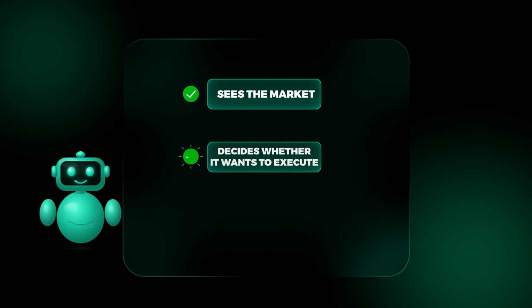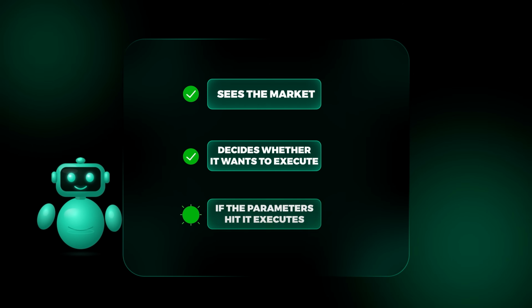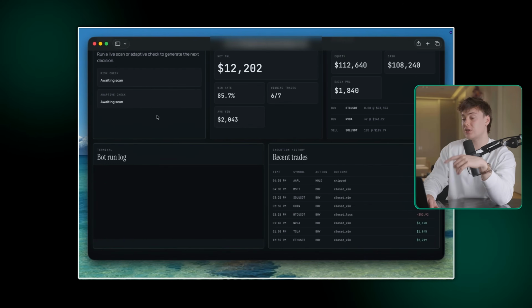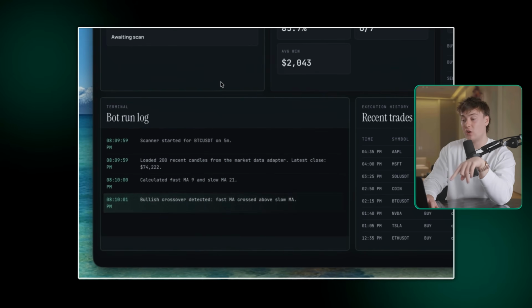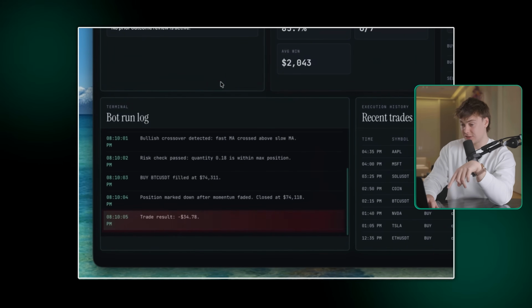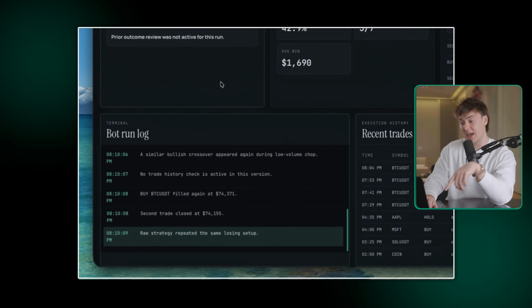So a bot essentially has 3 jobs. It sees the market, it decides whether it wants to execute, and then of course, if the parameters hit, it executes. You can see with this bot, it actually fired on the signal, but the trade loses. And then the same signal shows up again, and then it did the same trade again, but it loses again. This is because, and this is a common issue with bots, it has no memory, so it never kept score of what's working or critically reflected on why it's not working. So this right here is an example of a bot that doesn't remember its own trades.